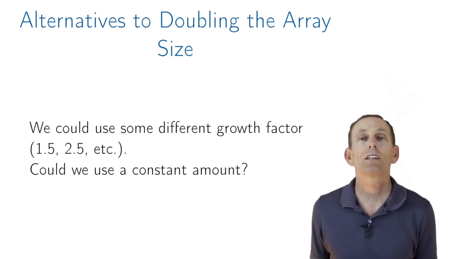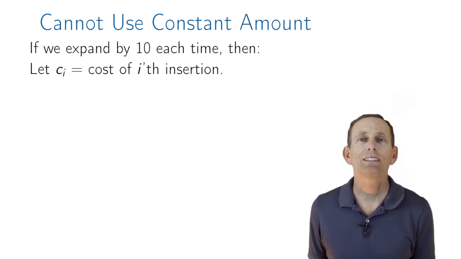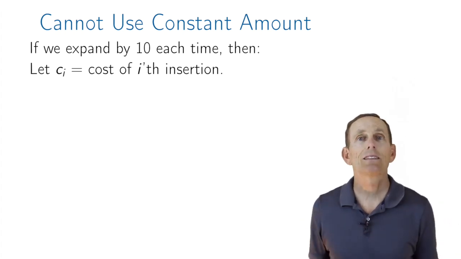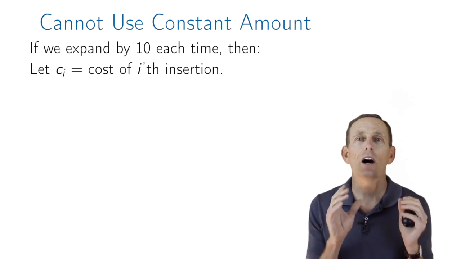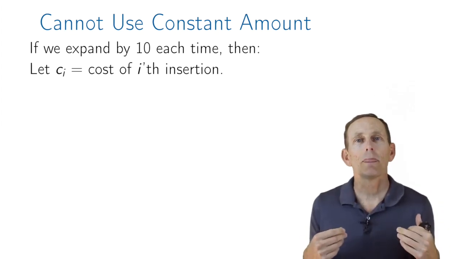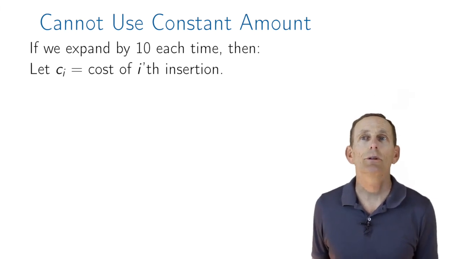The question is, can we use a constant amount? Can we add by a particular amount, like let's say 10 each time? And the answer is really no. The reason is, as the array got bigger and bigger, and we have to resize every 10 times, we just don't have enough time to accumulate work in order to actually do the movement.